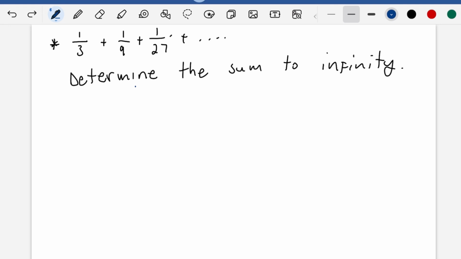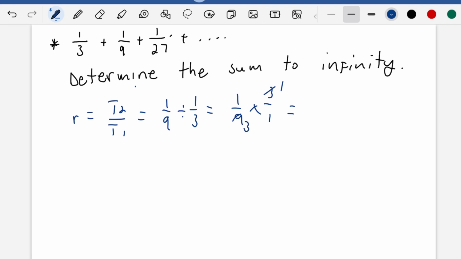So for example, if you have this here, r would be term 2 divided by term 1, which is a ninth divided by a third. That's like 1 over 9 times 3 over 1. 3 into 3 is 1, 3 into 9 is 3. So r here is 1 over 3. We're multiplying by 1 over 3 to get to the next term. Okay. a is a third.